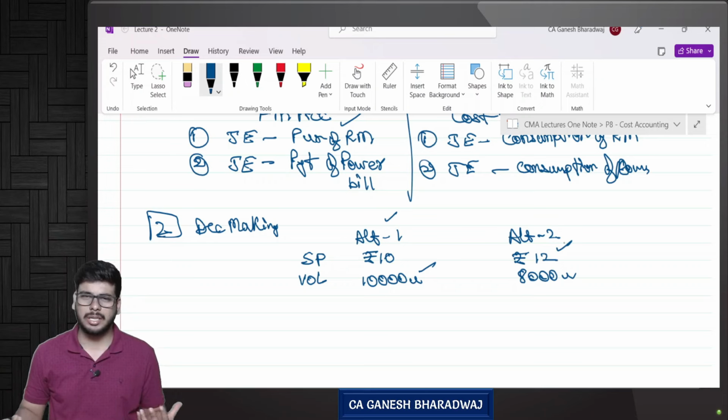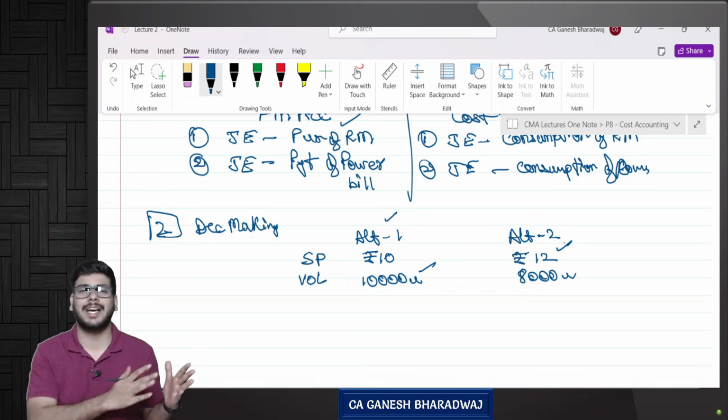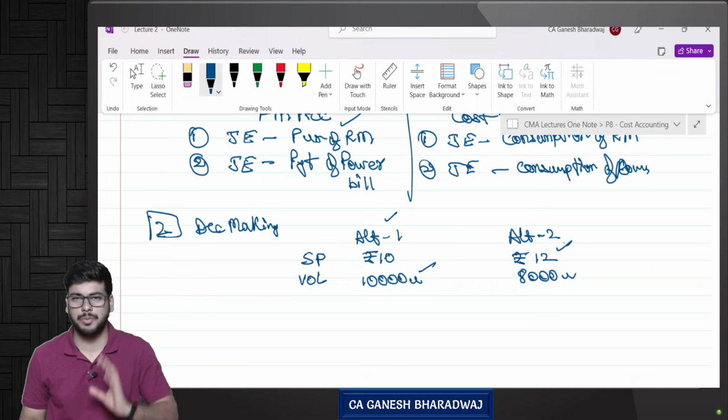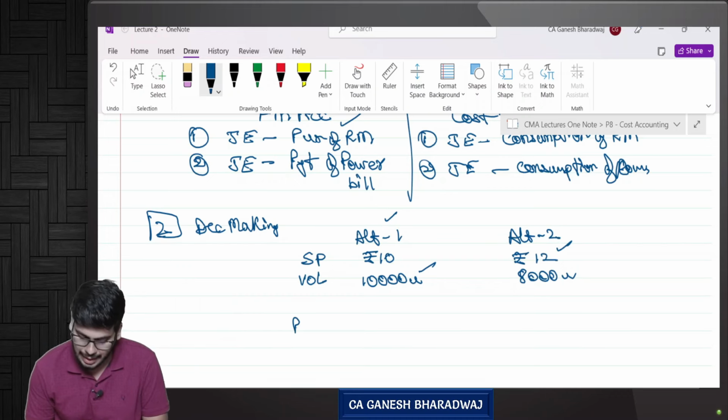Correct? So what the company will do is, based on other aspects also, the cost aspects will also be given. Based on that, they will arrive at the profit.